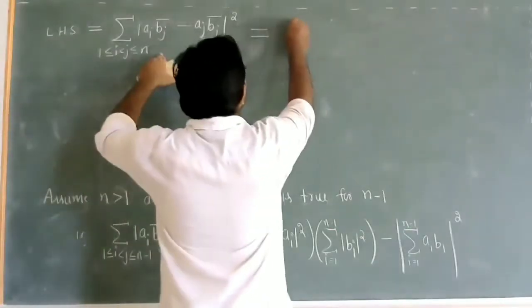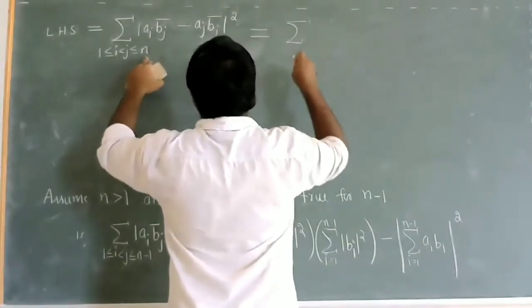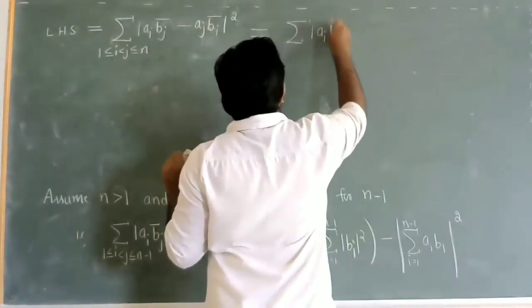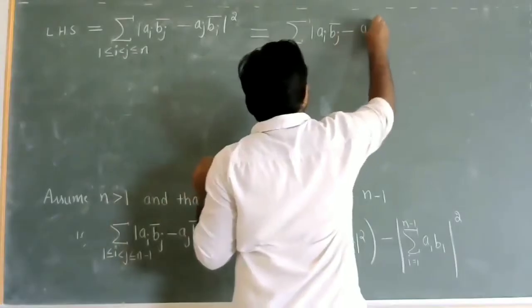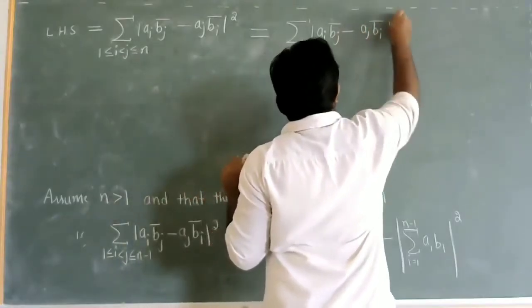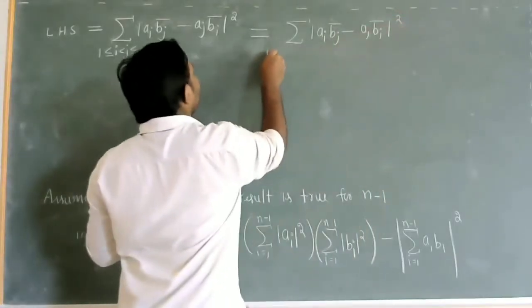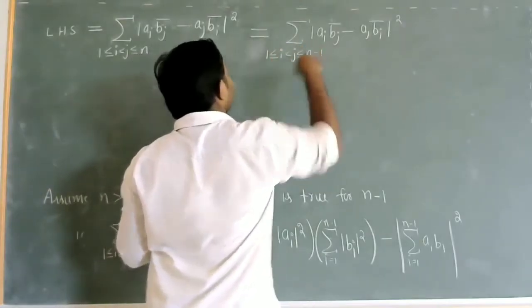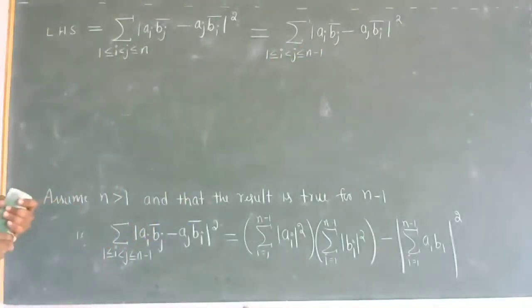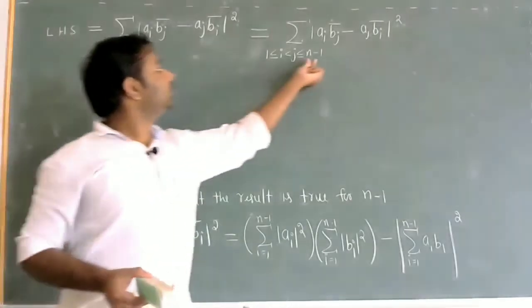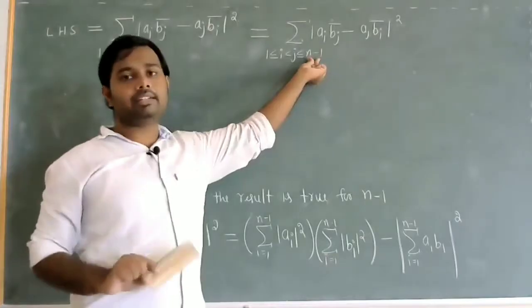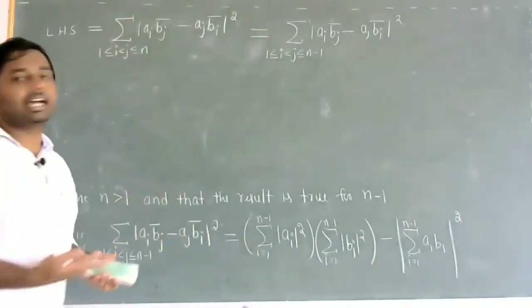So I can write this as the summation of modulus of a_i b_j bar minus a_j b_i bar whole square, for 1 less than or equal to i, less than j, less than or equal to n minus 1. That means here n is there. Here I have taken this summation up to n minus 1. So what are the terms I have left?